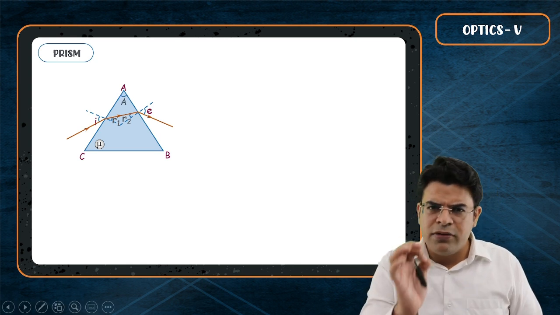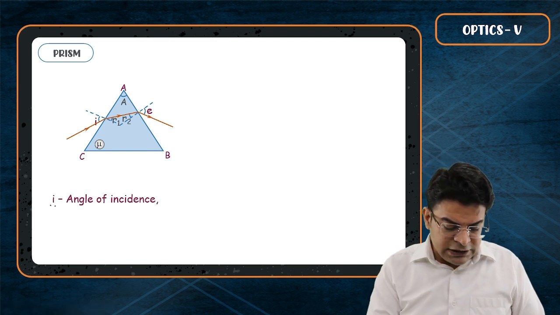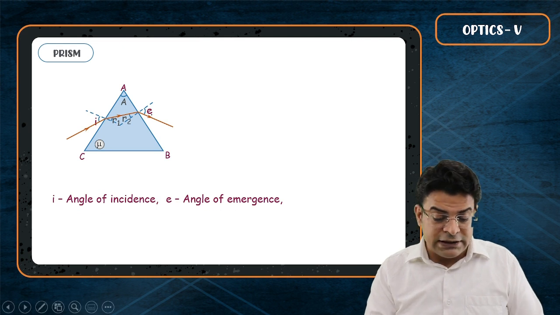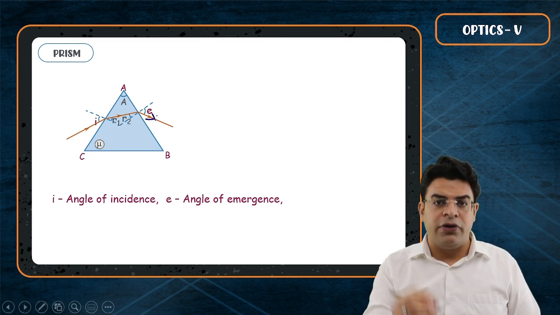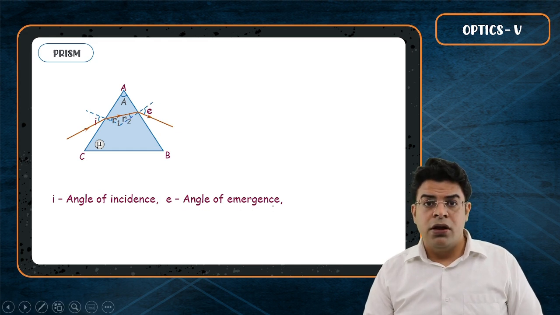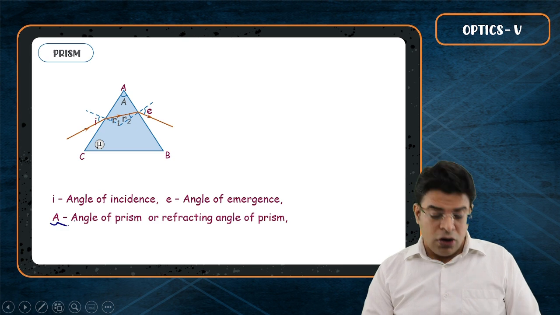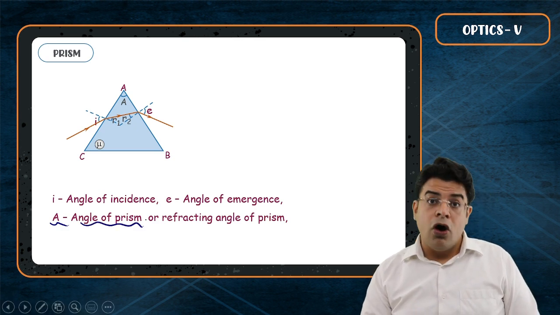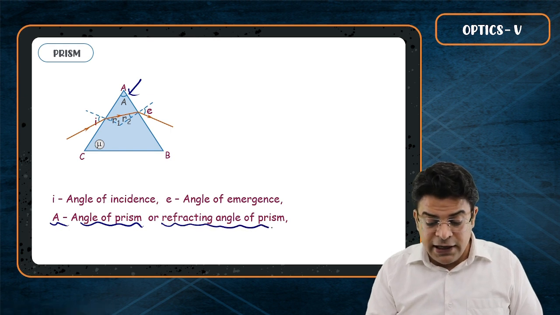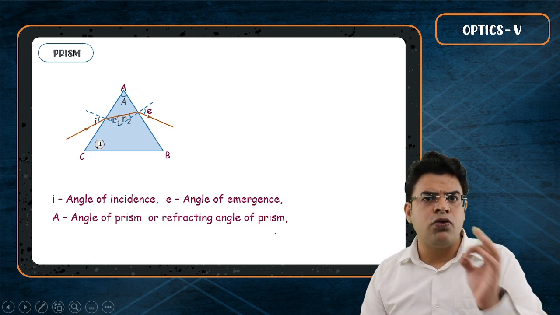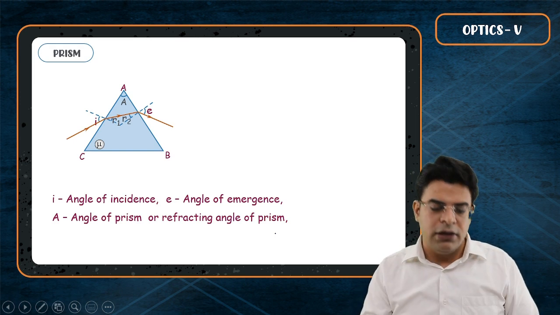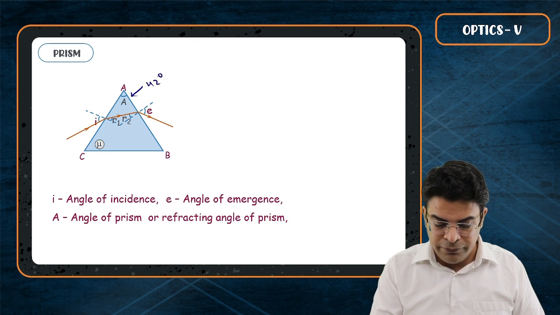First of all, a little bit of focus on the terminology. What is I? The angle of incidence. What is E? The angle of emergence. That is the angle made by the final emergent ray with the normal. That is called the angle of emergence. What is A? A is called the angle of prism, or sometimes the apex angle of prism, or sometimes called the refracting angle of prism. So if in a question they say that the refracting angle of the prism is 42 degree, it means that the apex angle is 42 degree.